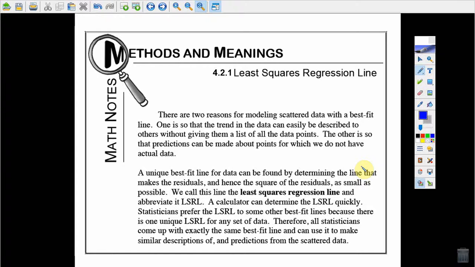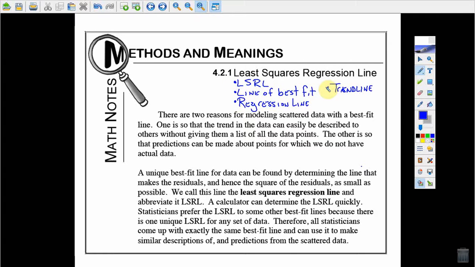Folks, welcome back. We're going to look at least squares regression lines today, also sometimes just called LSRL, or line of best fit, or just a regression line, or a trend line. All of these basically mean the same thing.